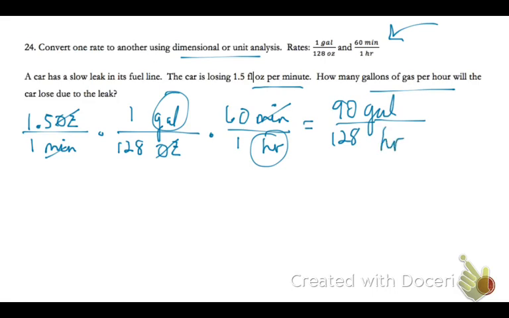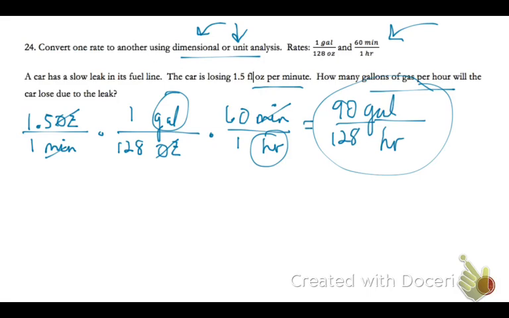That is why this method is called dimensional, because our dimensions are our units, our units analysis, because we include the units as we work the problem to make sure that we get our answer in the right form.